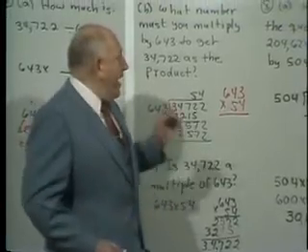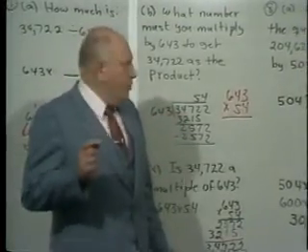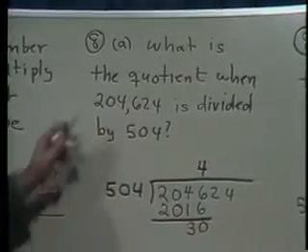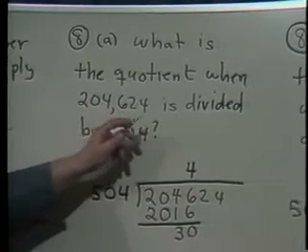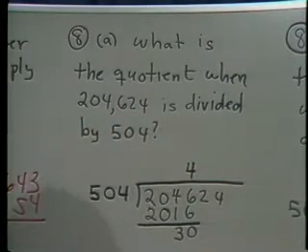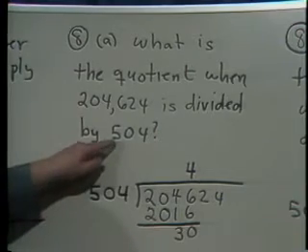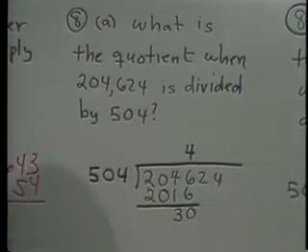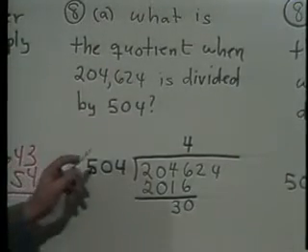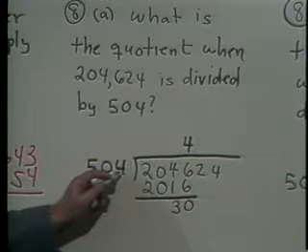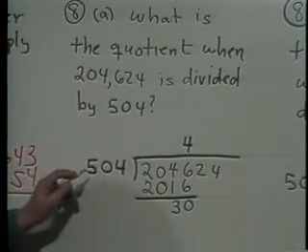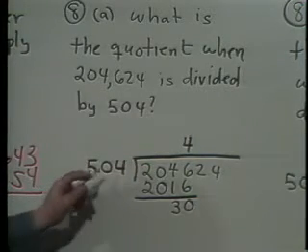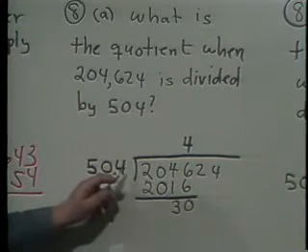And problem number 8 is almost the same thing, but with a few more wrinkles here that I'd like you to see. Problem 8A says, what is the quotient when 204,624 is divided by 504? In other words, what that really says is, if you were counting by 504s, would you come to 204,624? And if so, when? So all we do is, again, the number we divide by, that's called the divisor. That goes outside. That's the goes into number. See, 504 goes into 204,624.